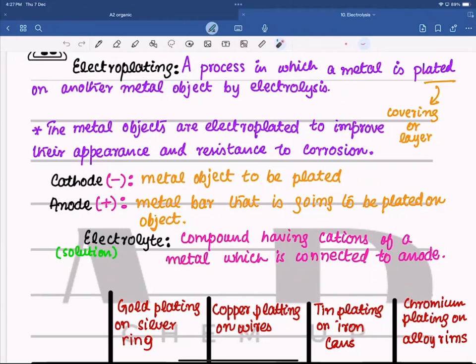On the cathode, we have placed an object, right? And on the anode, we are going to connect a pure bar, right? So that the pure bar dissolves and then is deposited on the cathode. So the electrolyte must have cations of the anode metal.